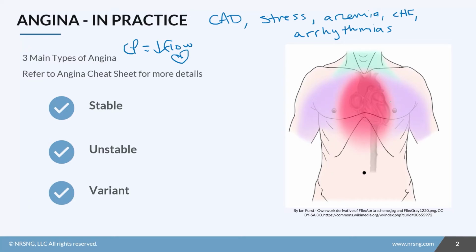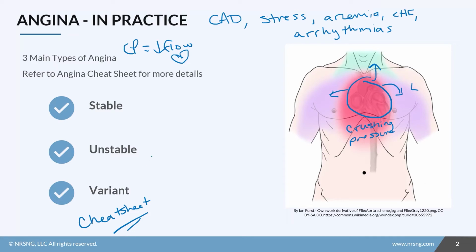Now, it often presents as this mid-sternal chest pain, and it's usually like crushing or pressure. And sometimes it'll radiate to the arms or the jaw, usually the left side, but some people can also have radiation to the right as well. Now, angina is classified in 3 different ways. That's stable, unstable, and variant. Make sure you refer to the cheat sheet attached to this lesson to get lots of details about those 3 types. But I want to talk specifically about what nursing actions are required for a patient with unstable angina.